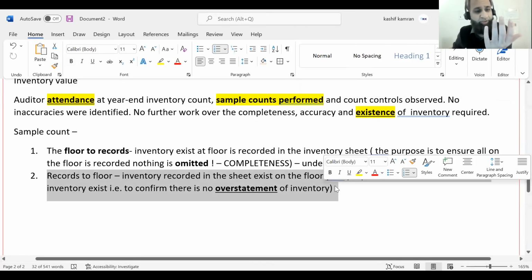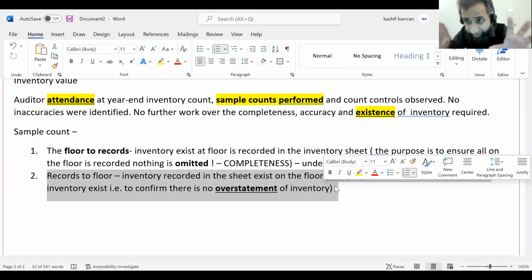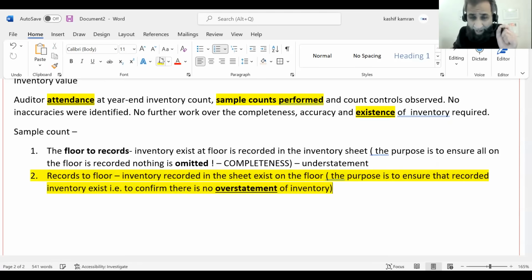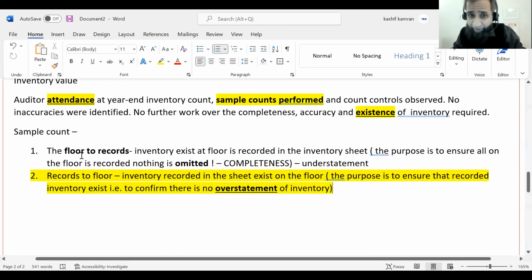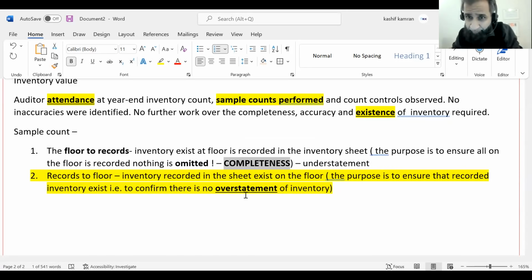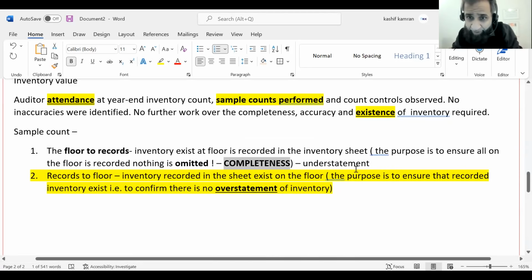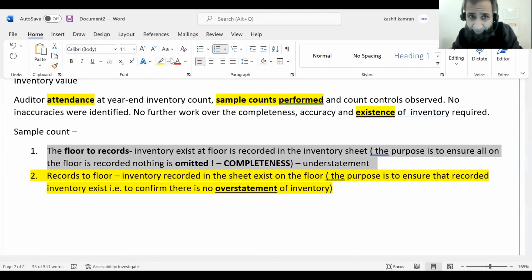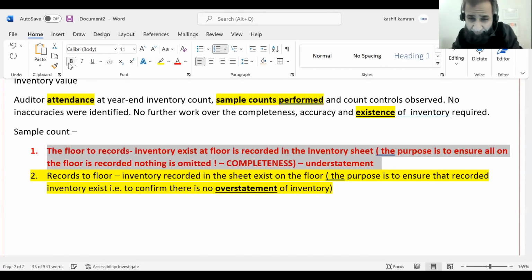You have the records, so you say, okay, this is coming in the records, let's see on the floor, because you were at the warehouse, right? You were looking at things in the warehouse. So the focus of the auditor was the warehouse. The auditor was looking at the sheet, saying, okay, this is coming in the sheet, let's see where that is in the warehouse. So probably the sample count is this. So I believe that the first sample count, which is about completeness, might not have been performed. This is just a thought process. I hope you're getting my point here.